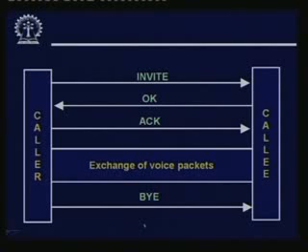Now, this diagram actually shows the different steps. First, out here the 3-way handshake is there, where the caller sends an invite message, the callee sends back an OK acknowledgement, caller sends an ACK. At this point, the connection is established. Then out here, the voice packets are exchanged in both the directions.